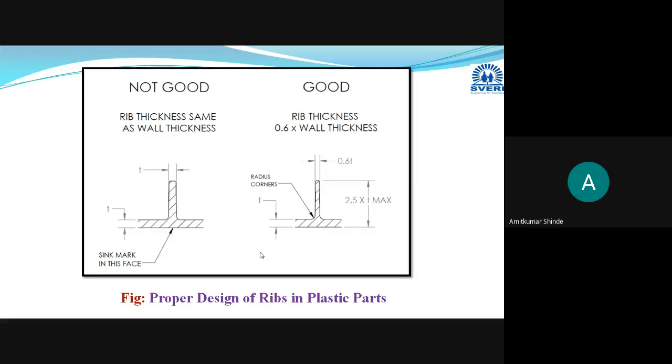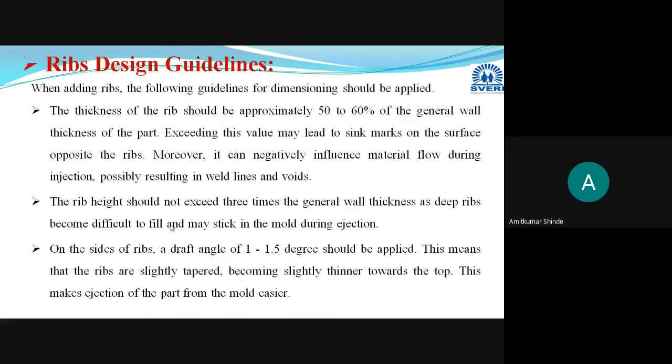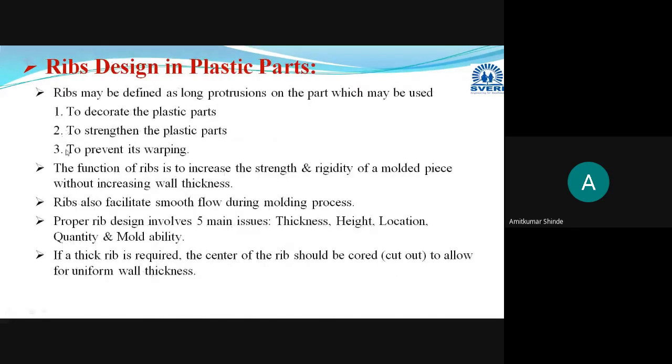Initially we will try to understand why it is necessary to provide a rib. A rib is nothing but a long protrusion, a protrusion which is provided on the plastic part. So a long protrusion or long extension will be termed as a rib. What is the purpose of providing a rib?